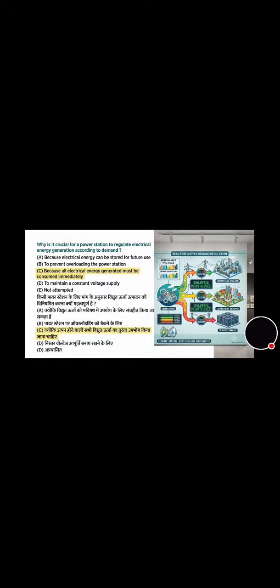Now next question, which of the following is not an example of a passive element? The correct answer is option D, voltage source. I have attached the images of both passive elements and active elements. You can check it out. Now move towards the next question.